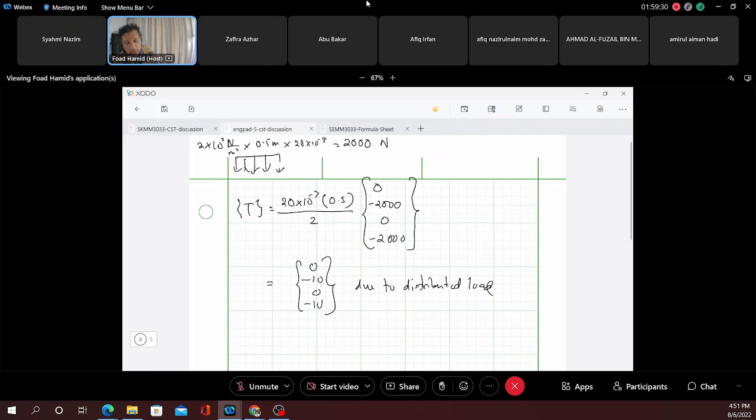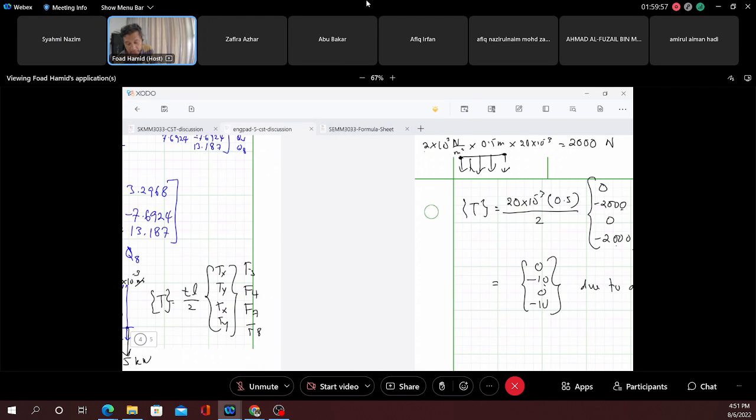Total, 2000 newton. But note that half of it will go to this node and the other half will go to this node. This is why we get 10 and 10. So in this case, this is just 2 kilonewton. This is the load, 2 kilonewton and 2 kilonewton.